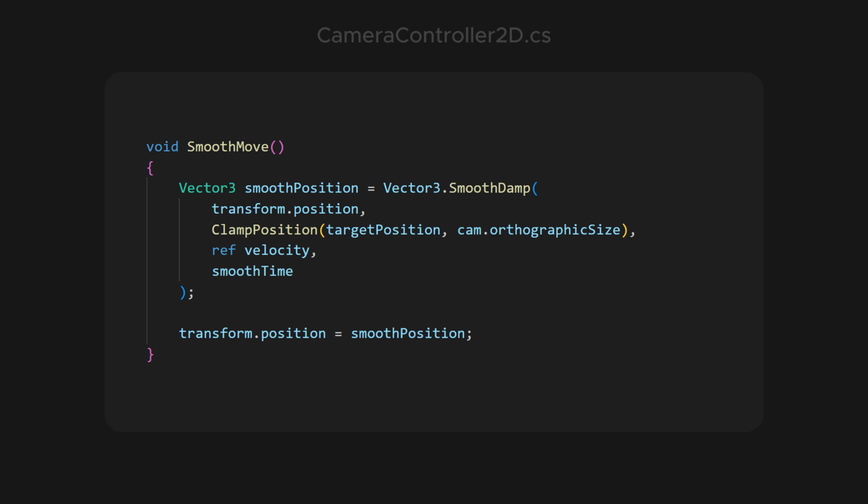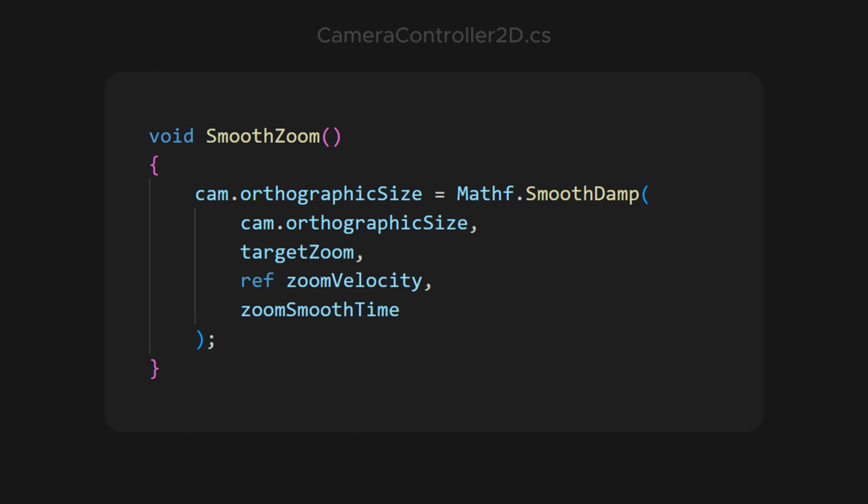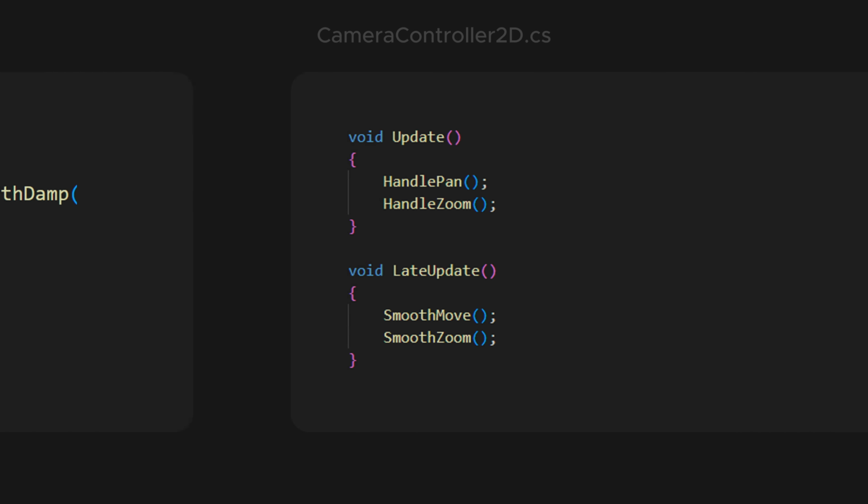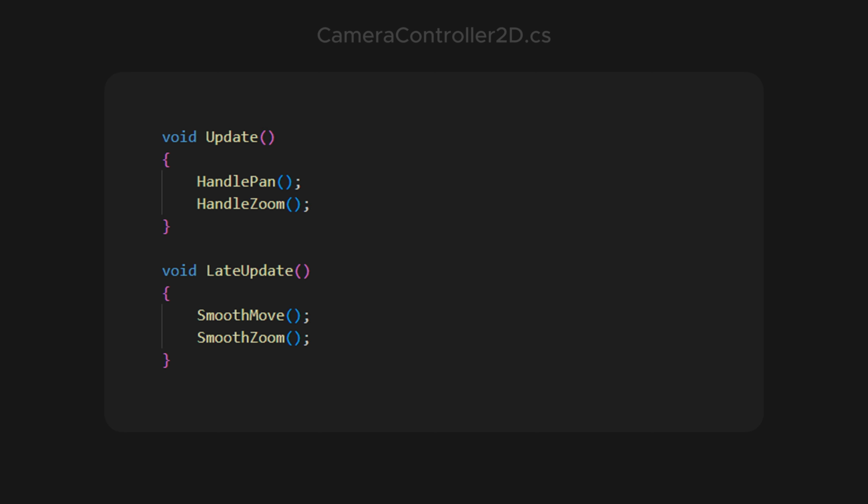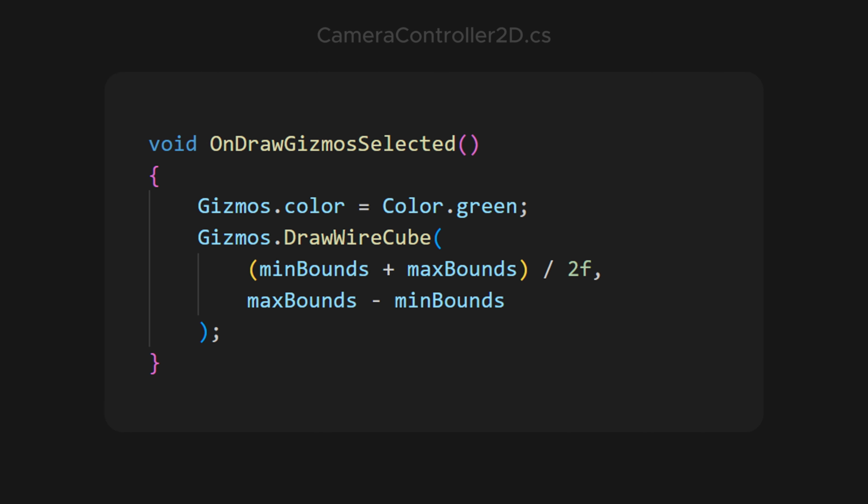Next, I create a function called SmoothMove, and inside this function, I pass all of our variables into a SmoothDamp function. And for the SmoothZoom function, I do the same, setting the camera's orthographic size because we're in 2D. Then I call all the handle functions inside of Update and all the smooth functions inside of LateUpdate. And so that we can visualize our bounding box, we do the same in OnDrawGizmosSelected.